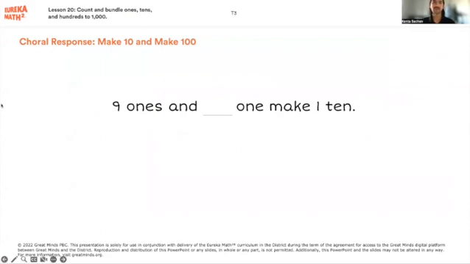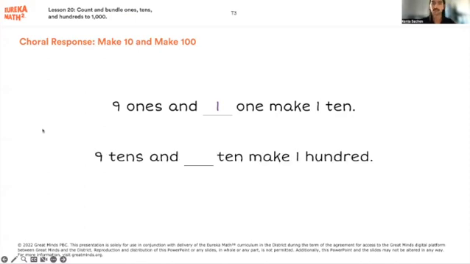So if I have 9 ones, 1, 2, 3, 4, 5, 6, 7, 8, 9. How many more ones do I need to make 10? If I have 9, how many more ones do I need? Yeah, I just need one more, right? So I can say 9 ones and 1 one make 10. There's 1, 2, 3, 4, 5, 6, 7, 8, 9, and then one more is 10, right? We have 10.